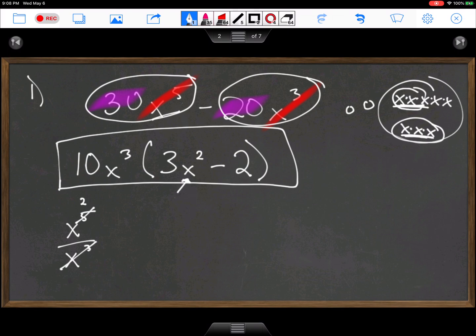Another way you can test this is by imagining yourself redistributing your problem. So if I distribute, I get 30x to the 5th, check. If I were to distribute, I get negative 20x cubed, check. So this right here is my answer.